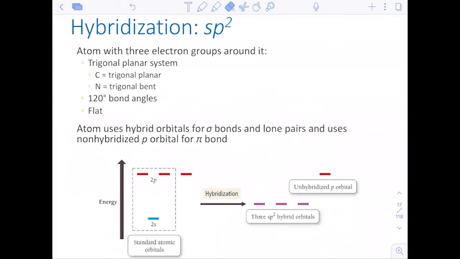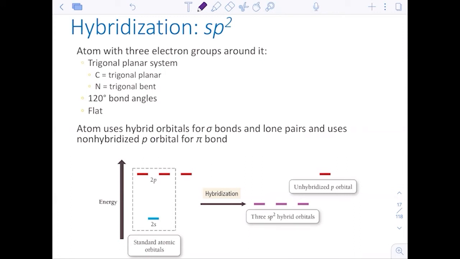So with that sp2 hybridized molecule, what we want to be able to think about is that 3-electron group, the trigonal planar system, carbon being the example we just did, which was trigonal planar. If we had a nitrogen that had 3 electron groups and nitrogen was the central atom, that's what we called trigonal bent. 120 degree bond angles, it's flat.